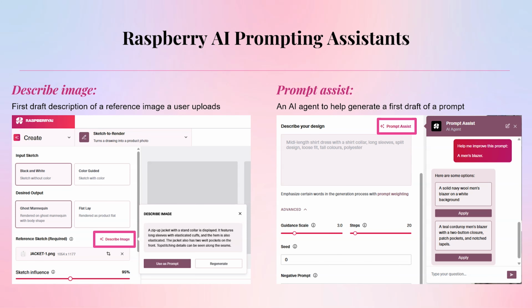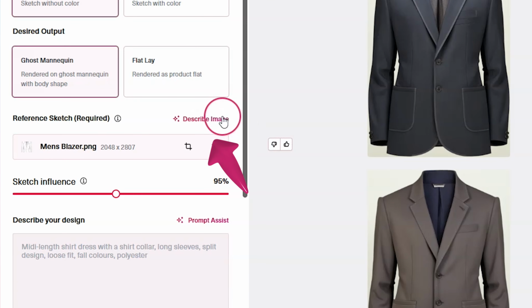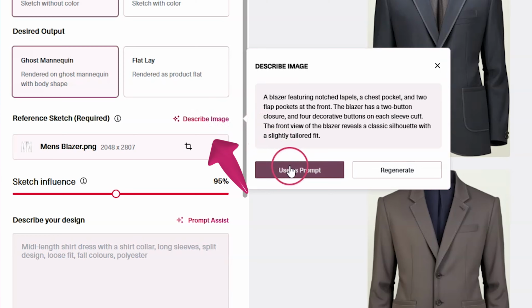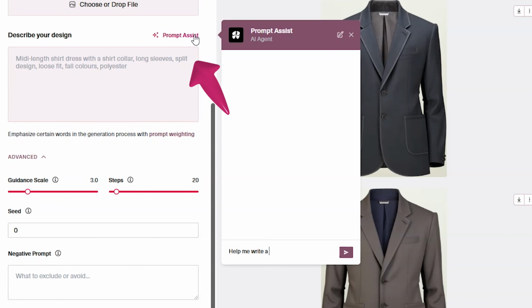We have two prompting assistants within Raspberry to help you out. The first is our Describe Image feature, which loads detailed descriptions of your uploaded reference image. The second is our Prompt Assist, an AI agent to help you generate a first draft of your prompt.